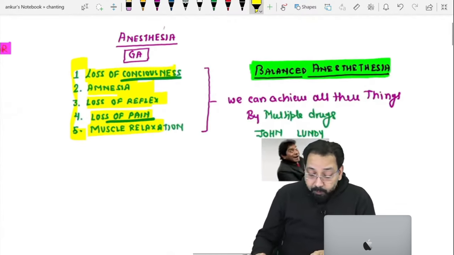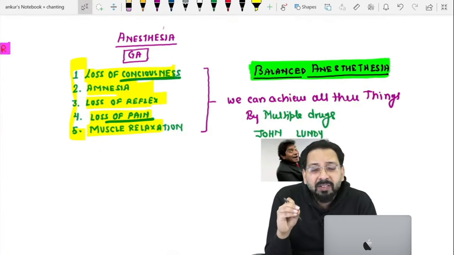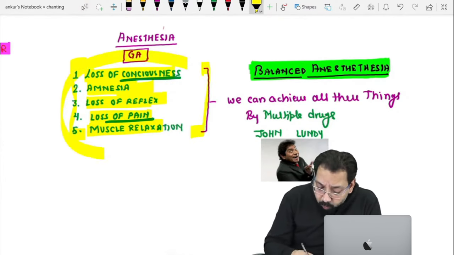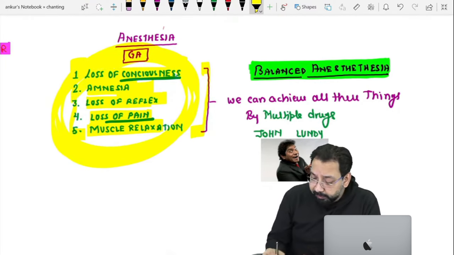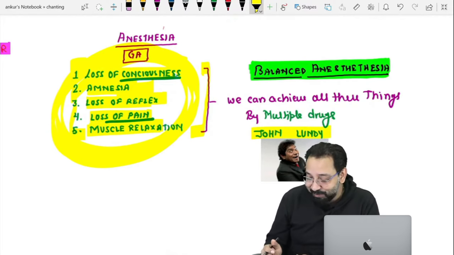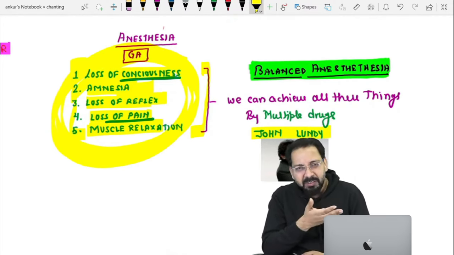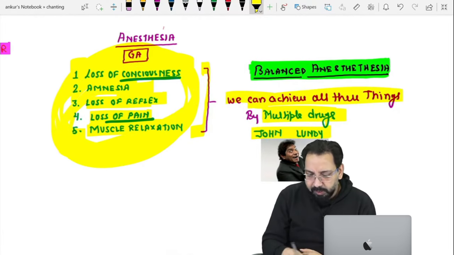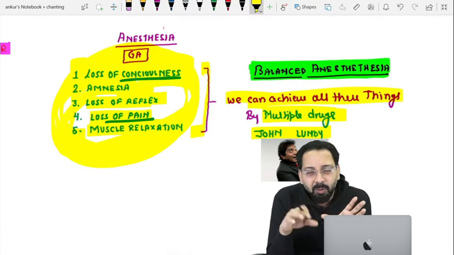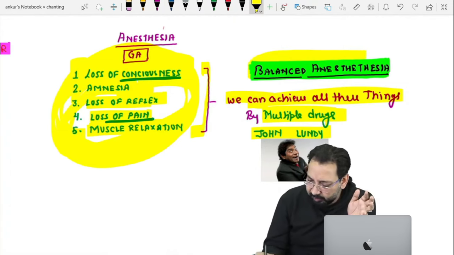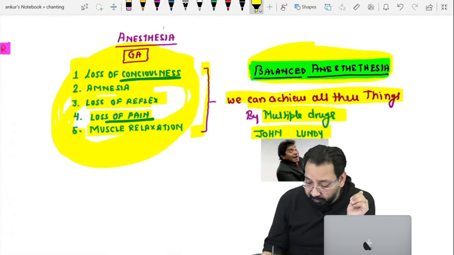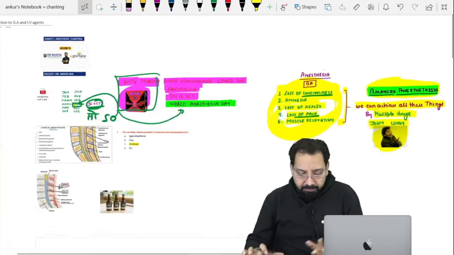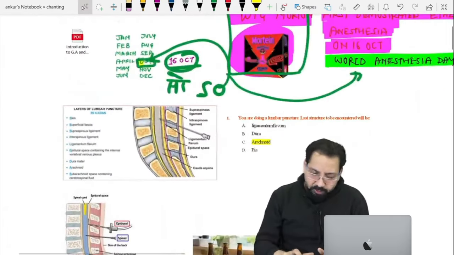Then we found that there are so many anesthetic agents, but no anesthetic agent is complete. Means these anesthetic agents can't provide all these components of anesthesia. Then Johnny Lever came, not Johnny Lever, John Lundy came and said you can use multiple drugs to achieve the five components. Means you can balance. All components should be mixed and you can give balanced anesthesia. So the concept of balanced anesthesia was given by John Lundy. Yes, that is Johnny Lever. At least you will have an idea. Now you know the concept. So Morton, you know, 16 October.